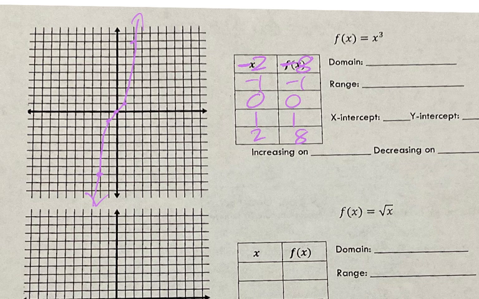Anyways, what is the domain? What's the range? Negative infinity to infinity. X-intercept. Y-intercept. Where's this increasing? Everywhere. Where's this decreasing? It's never decreasing. Never decreases.